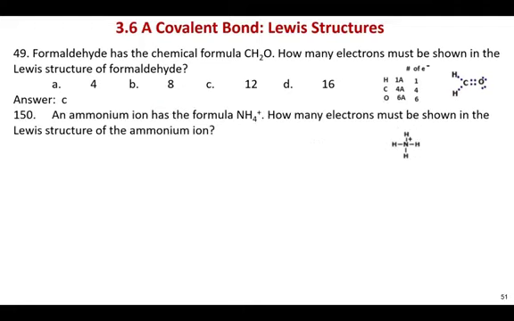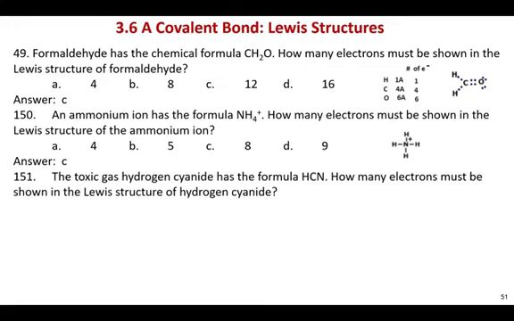Ammonium ion. How many electrons must be shown in the Lewis dot structure? Ammonium ion has 8 electrons. How do I get 8 electrons? 5 plus 4, 1 times 4 is 4, minus 1. Why minus 1? When you have a charge, you add or subtract. If it is a negative ion, you add 1 electron. So this is 8. Therefore, 4 pairs. C is the correct answer.